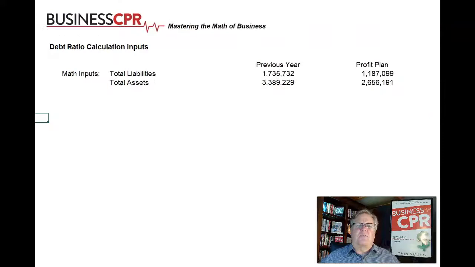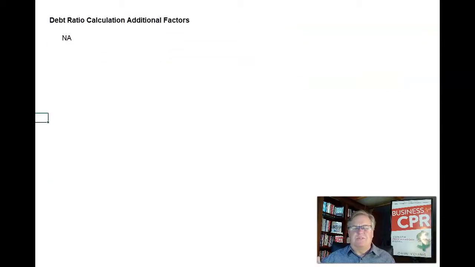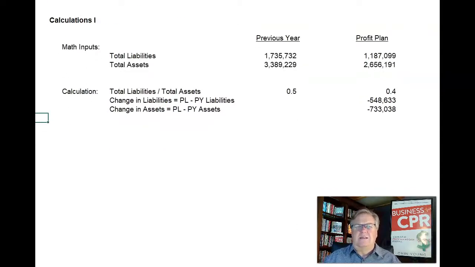So let's look at the math. What's required here? It's really simple. You just need your total liabilities and your total assets off of your balance sheet. In this scenario, we're doing a year-over-year comparison, so we're looking at the previous year and the plan. You have no assumptions, no additional factors. You don't need anything else. And then it's the simple divide of liabilities by assets. As you can see, last year they were 0.5. This year they're 0.4, and that's because of how much they're dropping in liabilities and assets. That's how you move that ratio down.